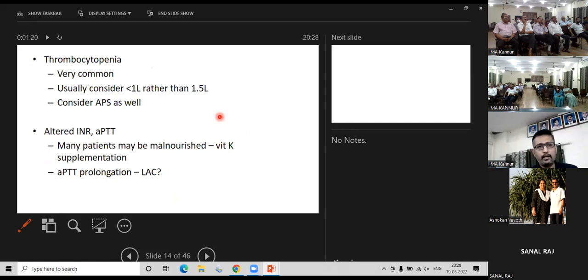Another thing is an altered INR or APTT. Most of these patients, especially when they come late to the doctors, might be malnourished, and vitamin K supplementation might help in these patients. APTT prolongation, always think about lupus anticoagulant positivity as a cause.